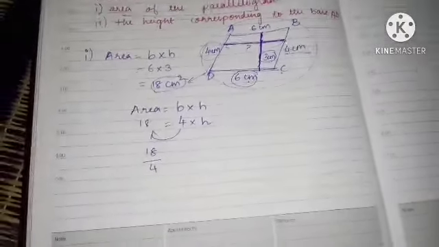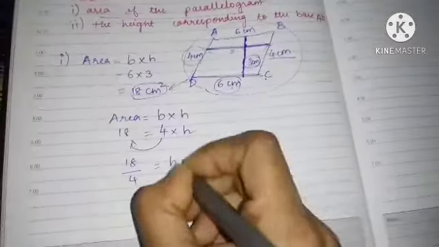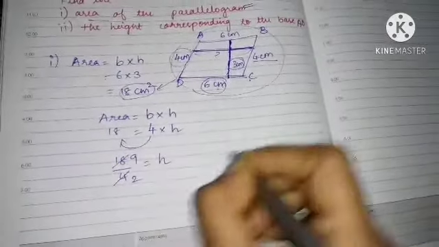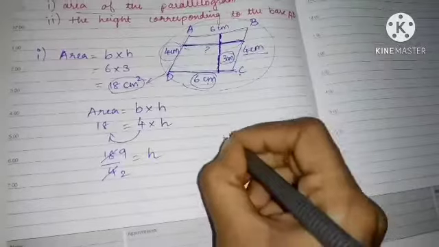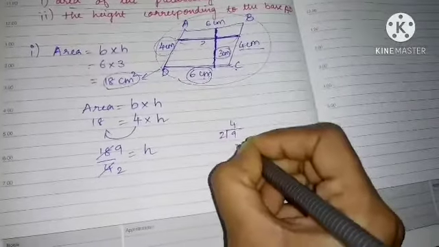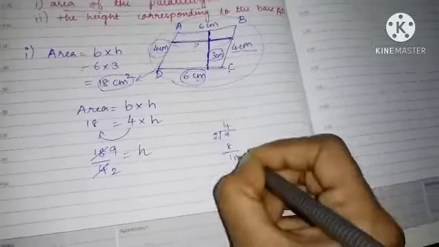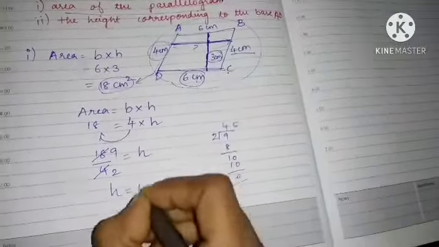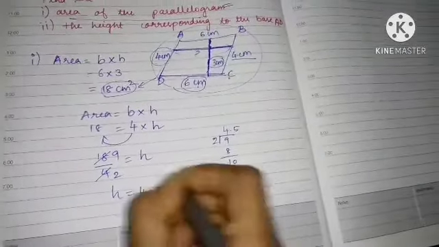Yes, 18 divided by 4 is equal to height. Now 2 2s are 4, 9 2s are 18. So we can divide it. 4 2s are 8, 1.0, 2 5s are 10, 0. So height is equal to 4.5 centimeter.